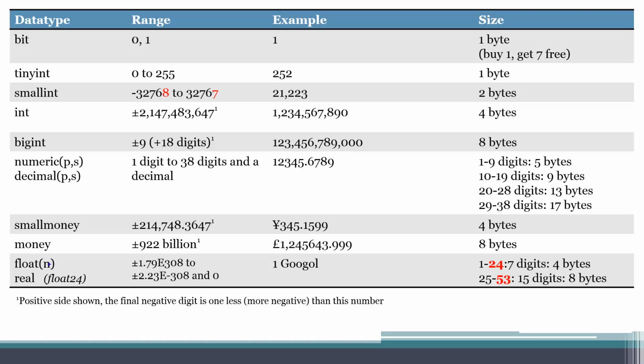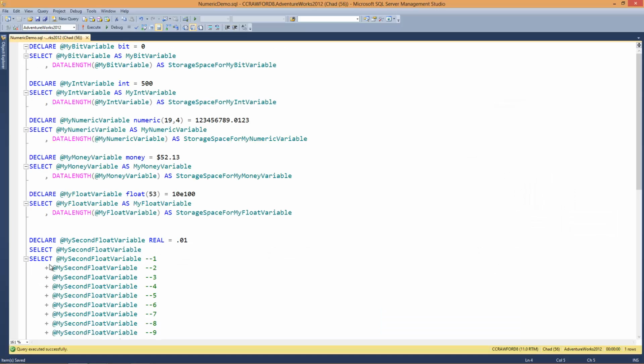Okay, let's go ahead and take a look at a demo now. All right, in this demo, what we're going to look at is how to declare a data type, and also how to use it and to see the storage space that it's taking.